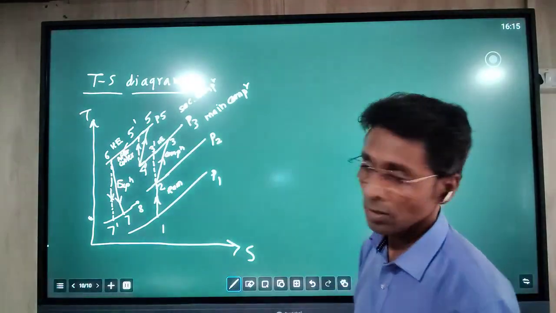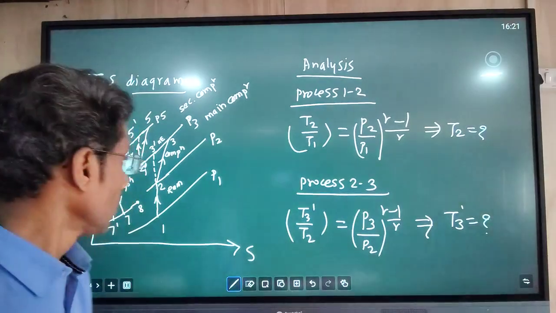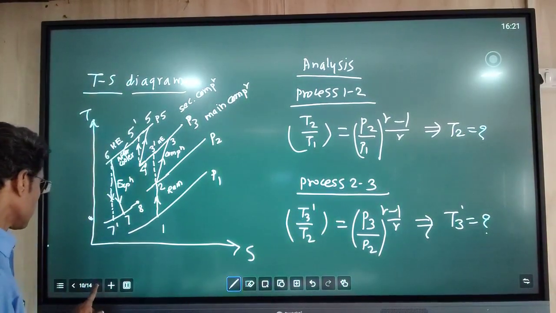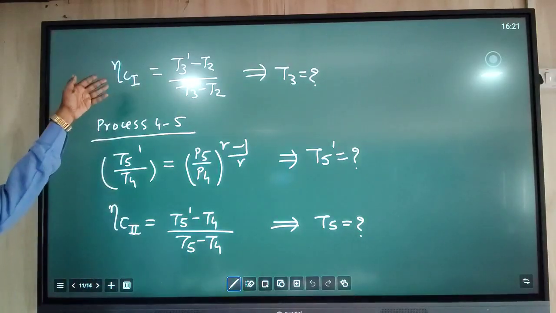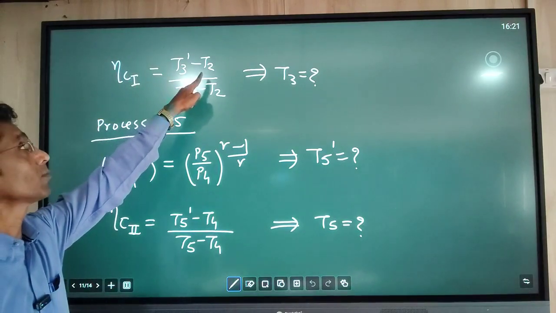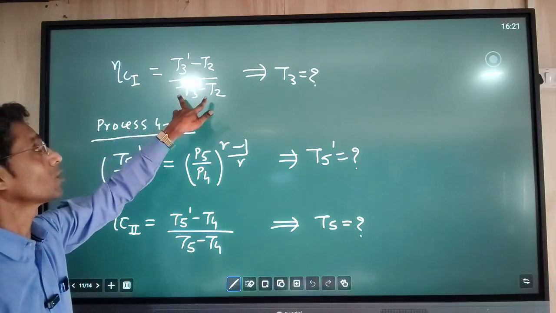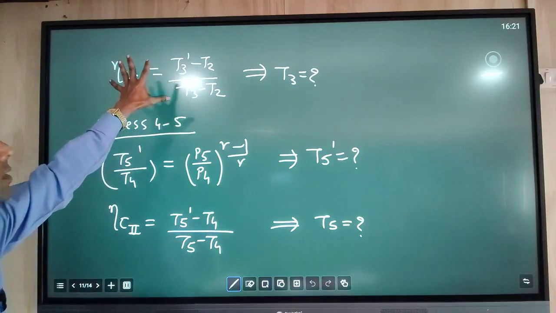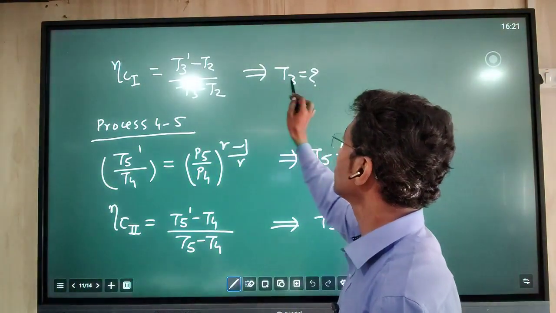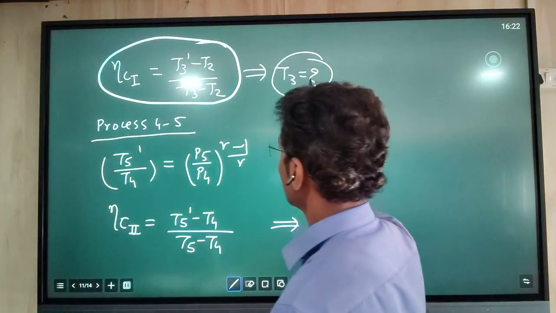So this TS diagram we will now use to write the formulas. Further, for process 2 to 3, the next part is compressor efficiency. By using compressor efficiency, the compression operation takes place between points 2 and 3. This is the ideal process, this is the actual process. Efficiency is the ideal temperature rise divided by the actual temperature rise. We have already seen this in thermodynamics, also in the first sessions. Accordingly, this formula will give us the value of the compressor exit temperature T3.